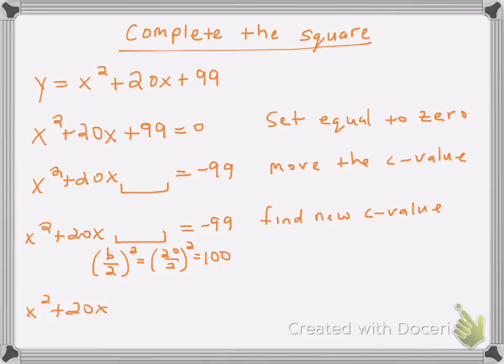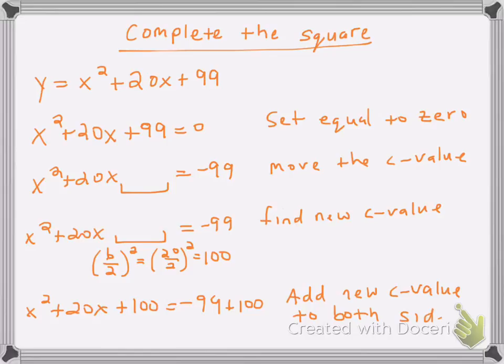So now my equation becomes x squared plus 20x plus 100 is equal to negative 99 plus 100 as well. So when you find that new c value, you're going to add it to both sides. So that's why I left that blank there, so I can add 100 to that left side. So I get x squared plus 20x plus 100. And I'm also going to do it to the other side, that we have to balance the equation. So whatever I did to one side, if I added to one side, I'm going to add to the other side. So now I get that.